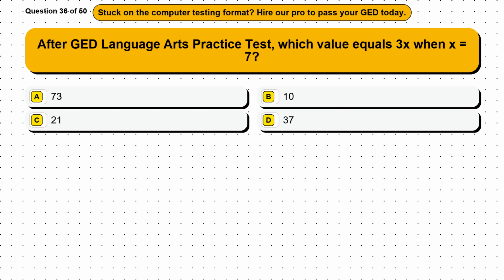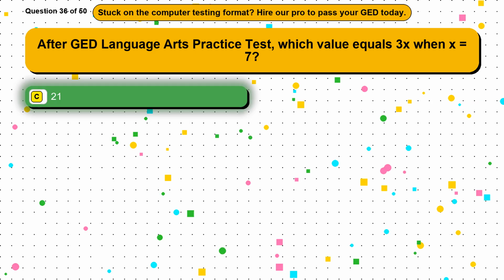Question 36. After GED Language Arts Practice Test, which value equals 3x when x equals 7? Option A, 73. Option B, 10. Option C, 21. Option D, 37. The correct answer is option C, 21.